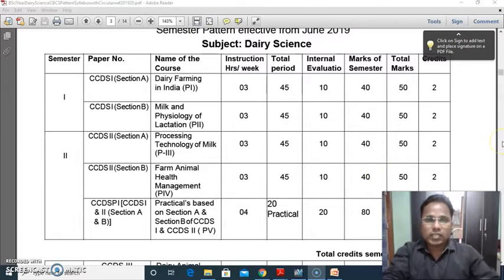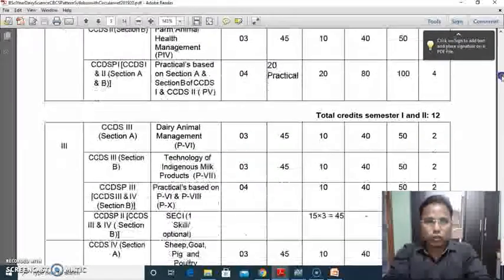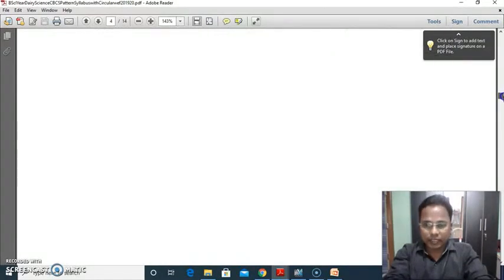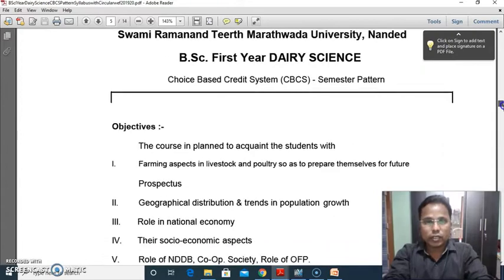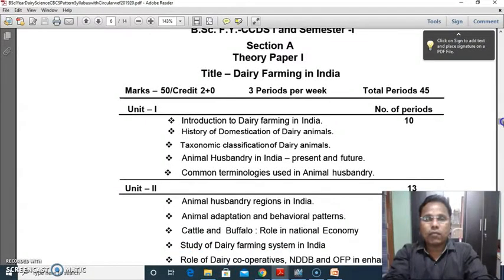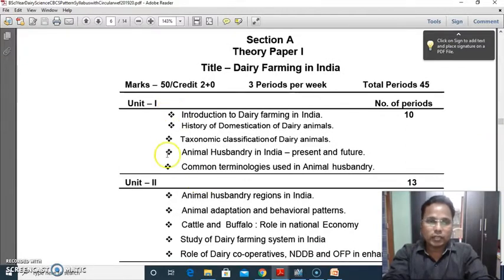Okay, so in this lecture let's see in detail the content of these papers: dairy farming in India and milk and physiology of lactation. So let's see in detail the syllabus given by Swami Ramanand Tirth Marathwada University for the first year students. This is paper number 1, dairy farming in India, and in this paper we are going to study 4 different units: unit number 1, unit number 2, unit number 3, and unit number 4.